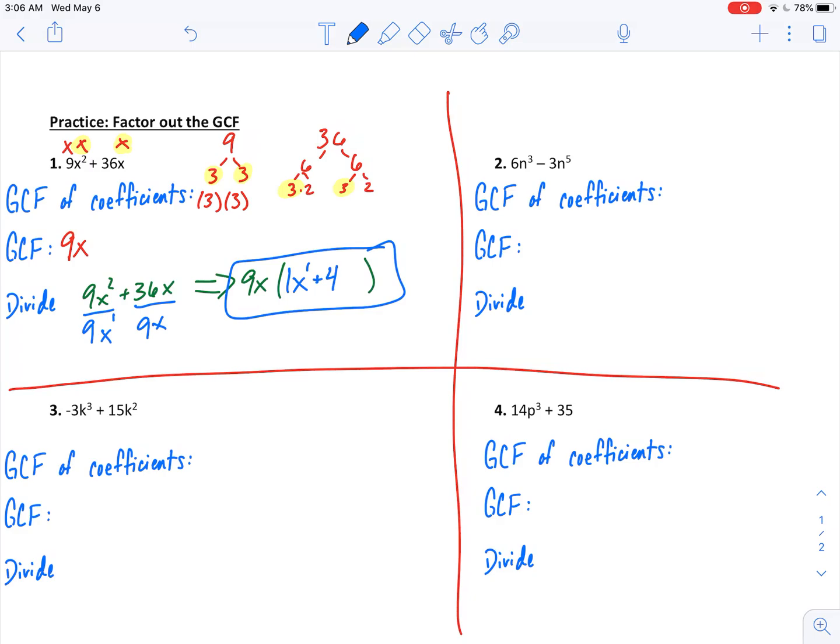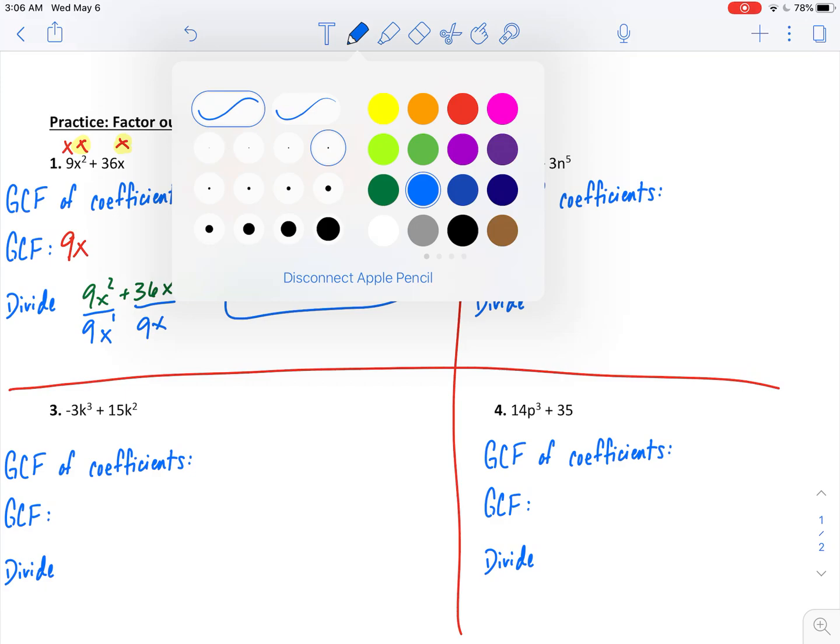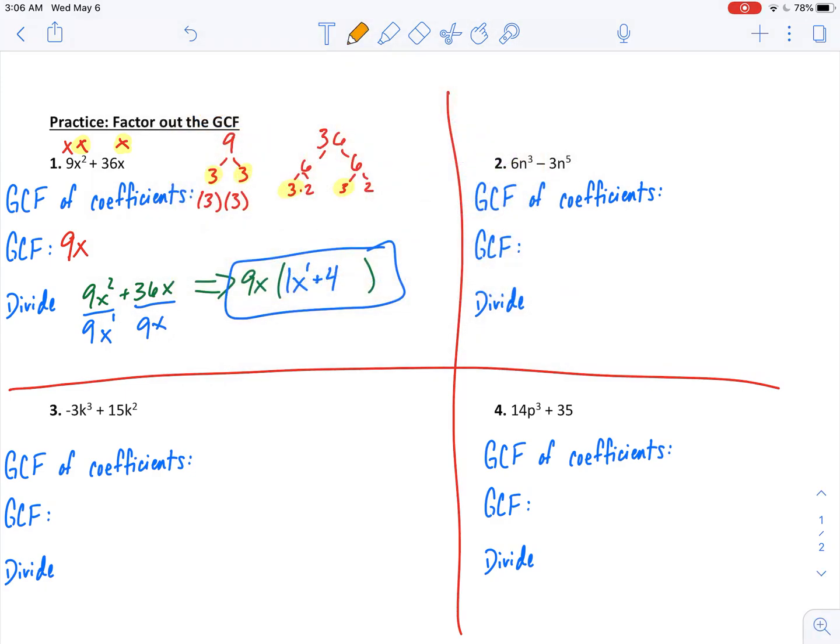Alright, let's try number 2. So the first thing we should always check, like we saw in the first problem, is whether we can eliminate some of our work. Does the smaller number go into the bigger number? Can I take 6 divided by 3 and get a nice whole number? I would. I'd get 2. So that tells me 3 is a common factor, so I'm going to have 3 as my greatest common factor.